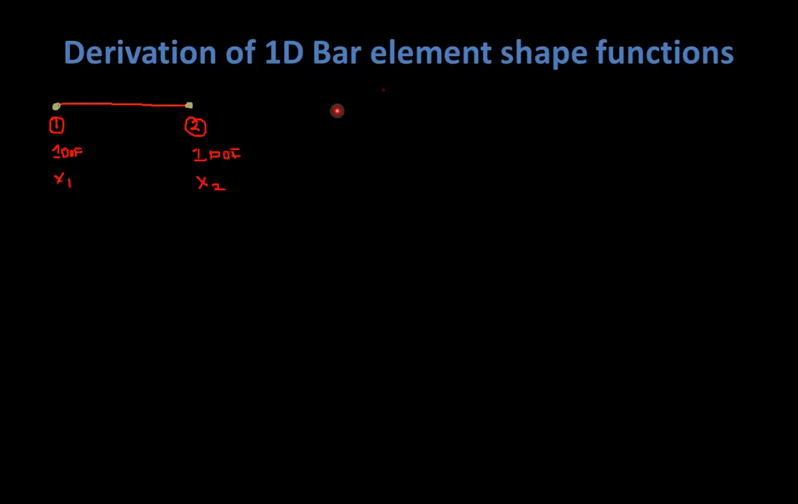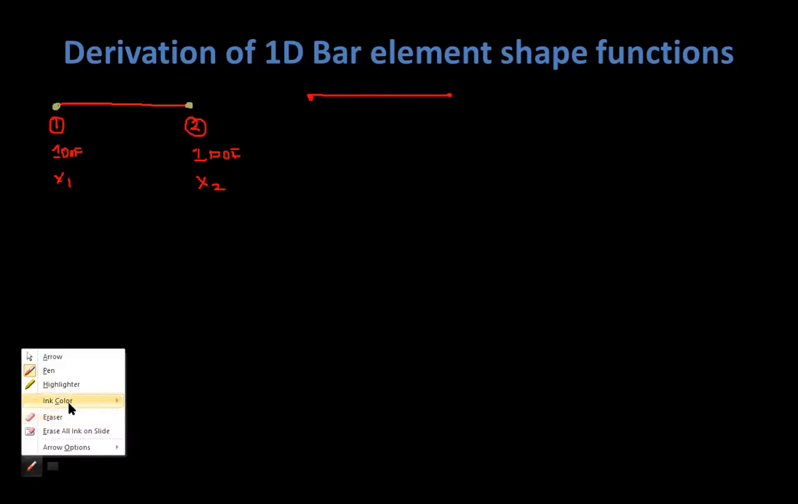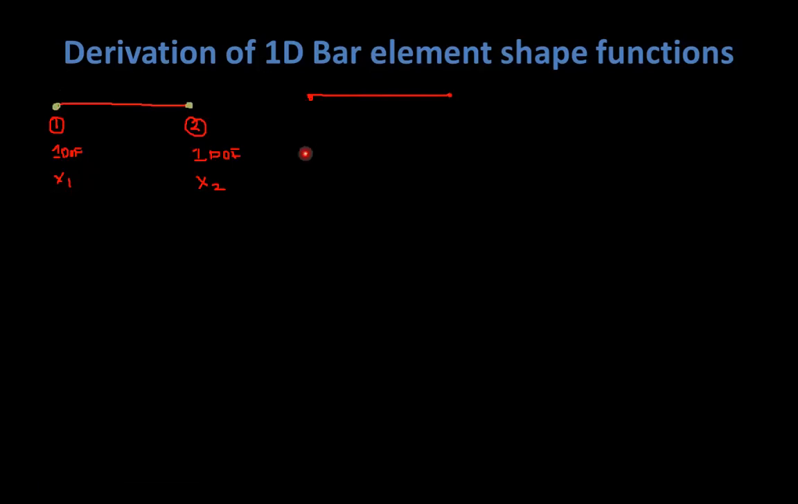Now I would like to draw the same element, but express it in terms of the local coordinate system. So we take the same element, nodal numbers 1 and 2, but express it in a zeta coordinate system, because after all it is a one-dimensional element, so it has only one coordinate.